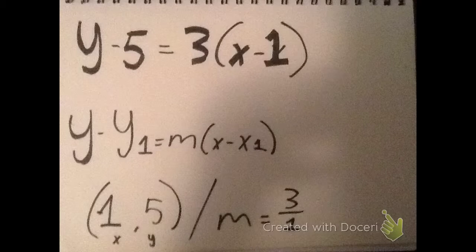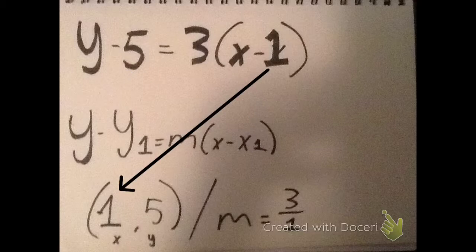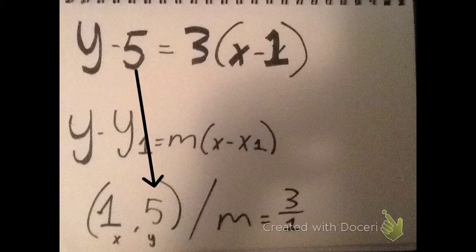Here it is. The example is y minus 5 equals 3 times x minus 1. The formula is below the example and the answer is at the bottom. The arrows represent what each number represents on the formula. So x equals 1, y equals 5, and the slope equals 3 over 1 because 3 is a whole number.